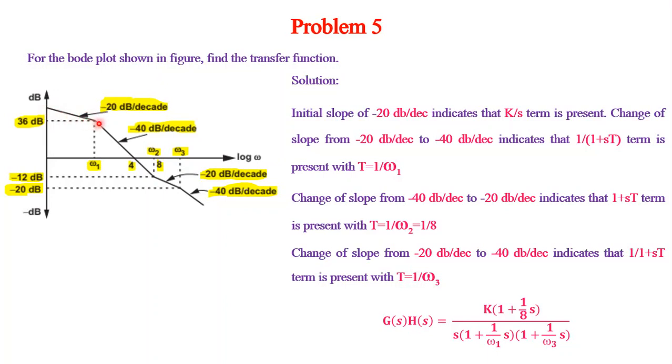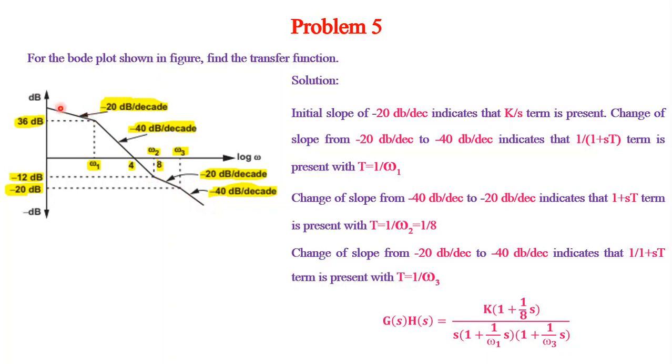After omega 1, my slope changes from minus 20 to minus 40. That means I have a 1 by 1 plus st term. After omega 2, or 8, the slope changes from minus 40 to minus 20. That means I have an additional plus 20, so a 1 plus st term is present. After omega 3, again I have the influence of 1 by 1 plus st.